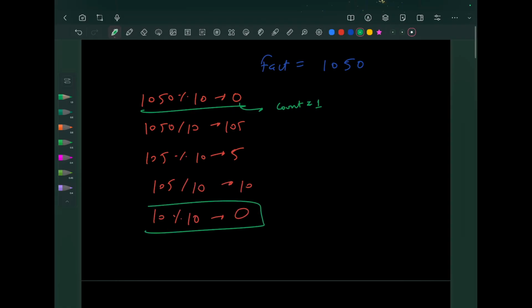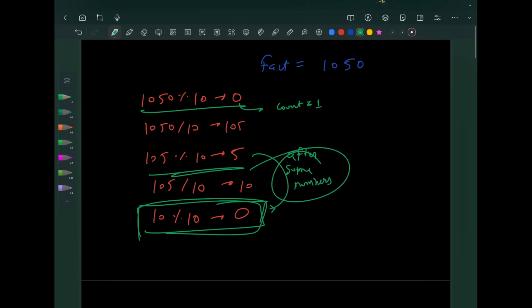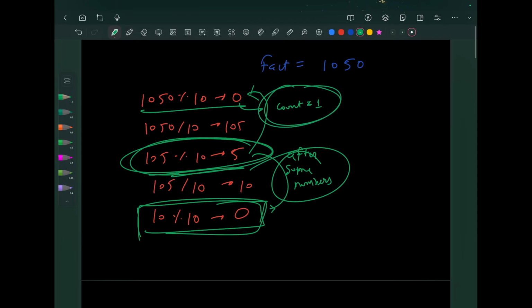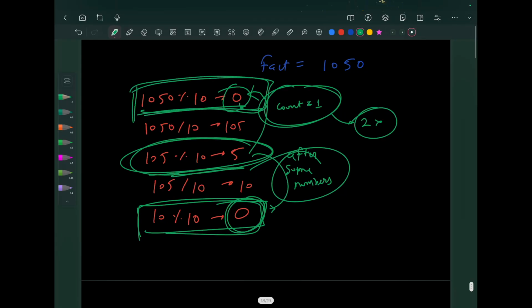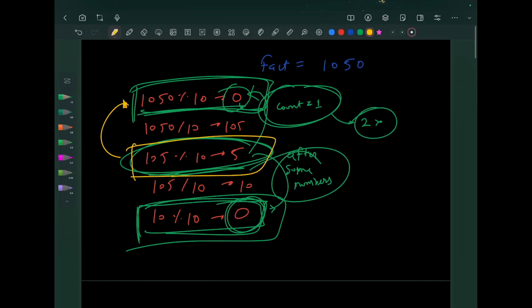Here you can see in this case also we are getting zeros, but this 0 is coming after some numbers, right? But we have to only count the zeros before any number, so our count should be 1 only, not 2, right? Because we are getting 0 here as well as here as a remainder, but we want only this 0 because this is the trailing 0, not this one. So that's why we have to count only trailing 0 before any number.